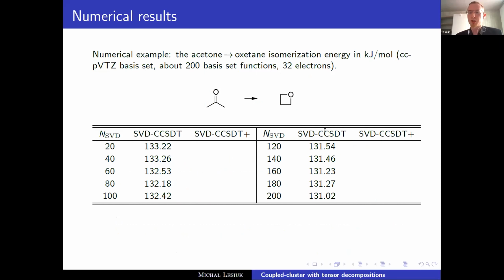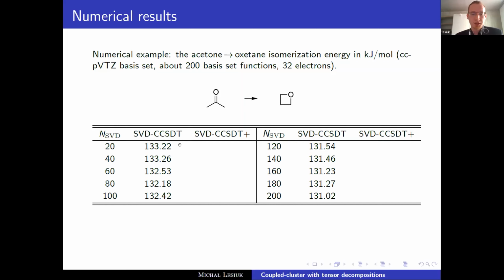As an example, this is the last two slides, I will give you a numerical example of the isomerization energy of acetone into oxetane. These calculations were done in a triple zeta basis set. This is slightly above 200 basis functions. So in the table, you see the isomerization energy calculated with SVD CCSDT.